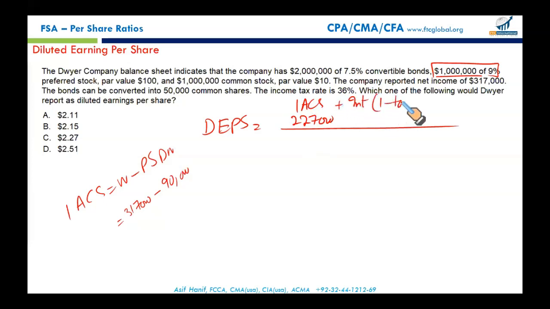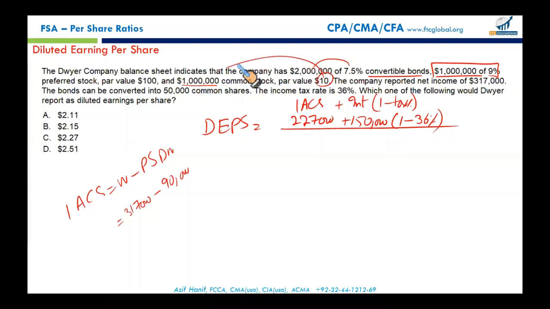To this we add interest after tax. Why interest? Because we have convertible bonds paying interest at the rate of 7.5% of the par. 2 million times 7.5% gives you $150,000. So $150,000 is the interest that will be saved if these bonds are converted, multiplied by 1 minus tax rate, 1 minus 36%, upon the number of shares already outstanding for the period.